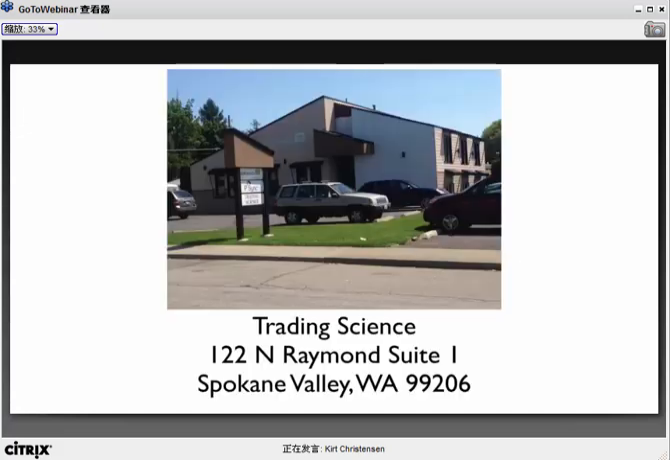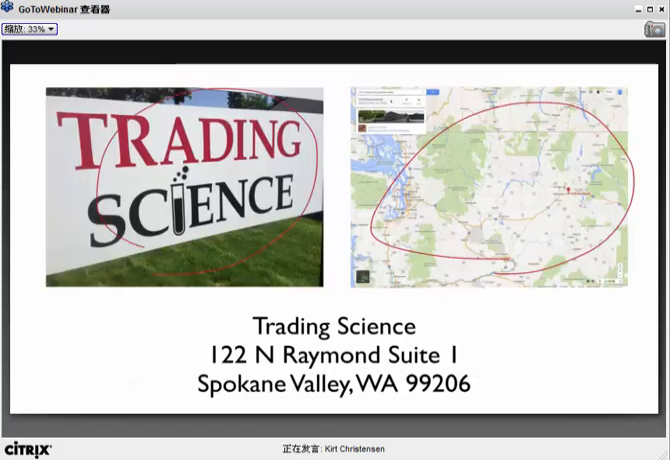You can see there, this is a picture of my office right where I'm sitting right now, the Trading Science office at 122 North Raymond, suite number 1, Spokane Valley, Washington. We're a real company. We've been in business for 15 years doing this. You can see our sign right there. You can see us on Google Maps. Spokane, if you're not familiar with the Washington area, is in the eastern side of Washington. And feel free to drop by the office. We have customers come by the office all the time. 122 North Raymond, suite number 1, across the street from the McDonald's on the south side of Sprague.